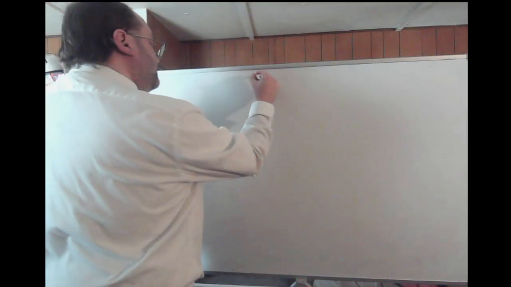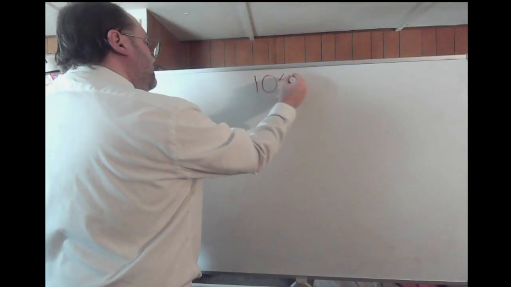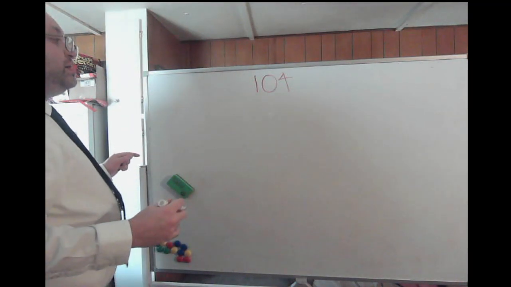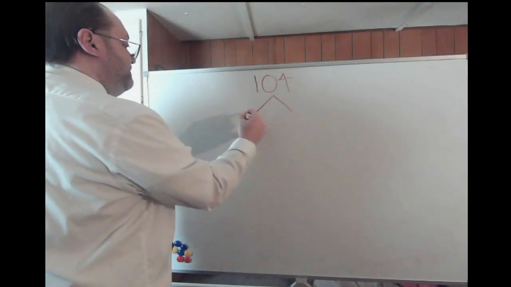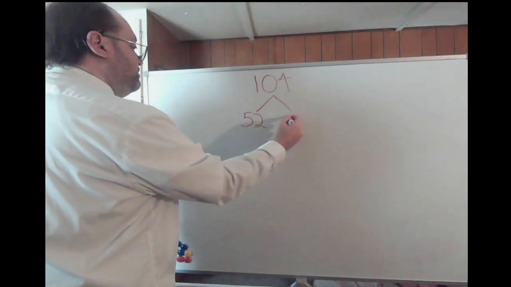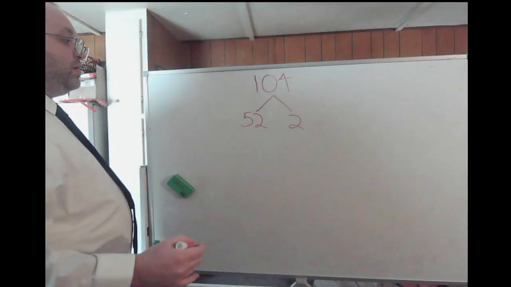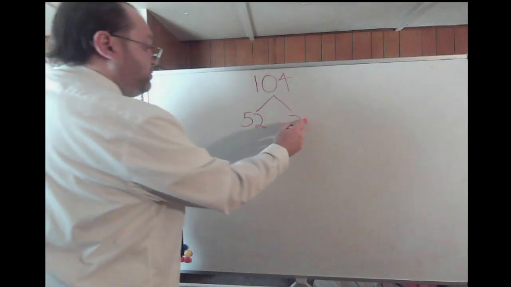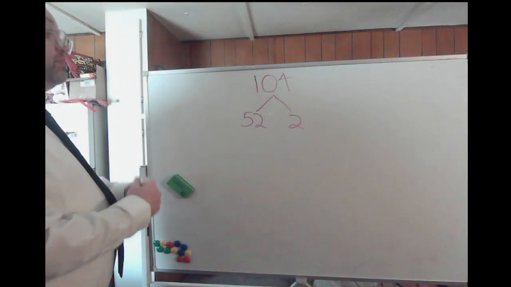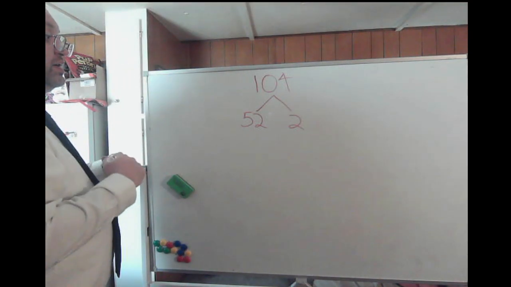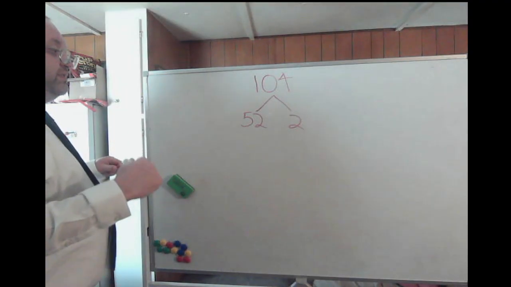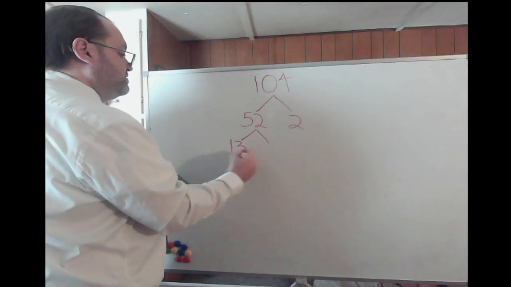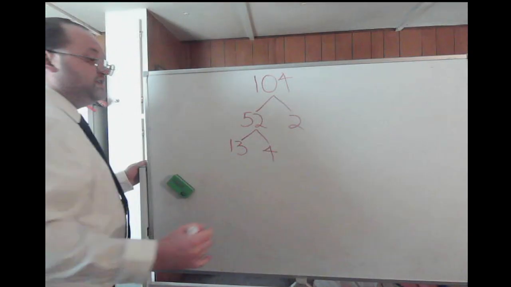Alright, we have 104. We're going to factor 104. Well, some greatest factors of that would be 52 and 2. Alright. 52 and 2. Can we do anything further with the 2? We cannot. It's a prime number. But we can certainly do something with the 52 here. 52, you got, well, 13 and 4 are factors. 13 and 4 would be factors of 52.